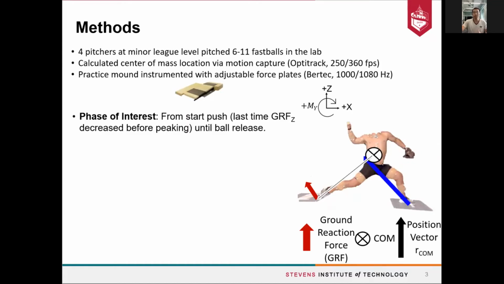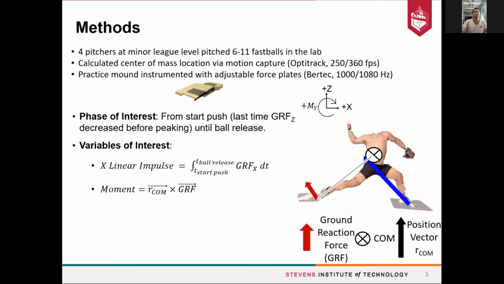The phase of interest goes from the start of the pushing phase, when the back leg ground action force Z decreases before increasing to its peak value, and finishes at ball release. The variables of interest are the X linear impulse, which is the integral of ground action force X, or the forward directed ground action force.